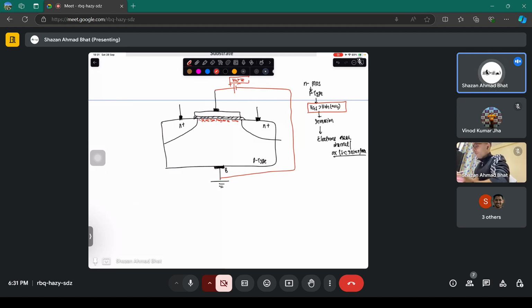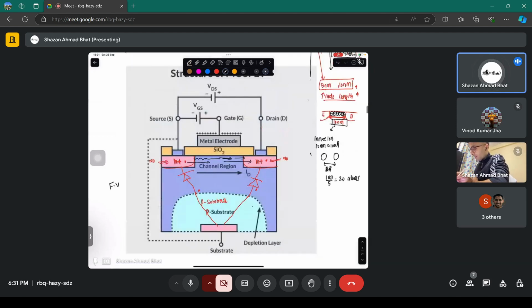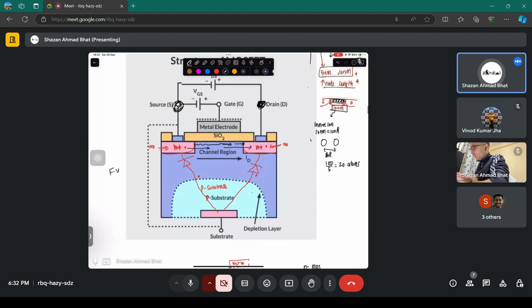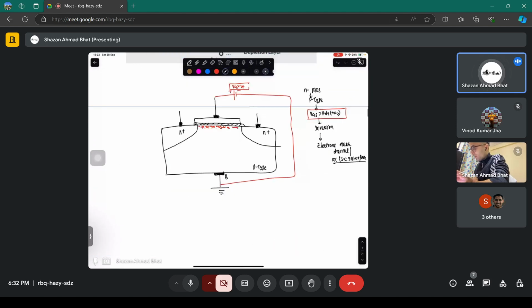Now, what is going to happen? You have to take these electrons out now. You cannot make these electrons stay there. So for that, you apply another bias to the source and the drain terminals. What you do is you connect a negative terminal to the source and a positive terminal to the drain. This is the drain voltage VDS, and this is the source voltage with respect to source.